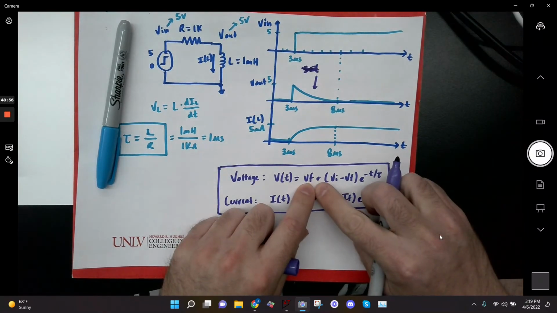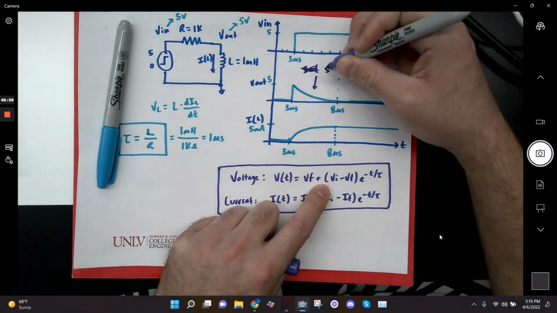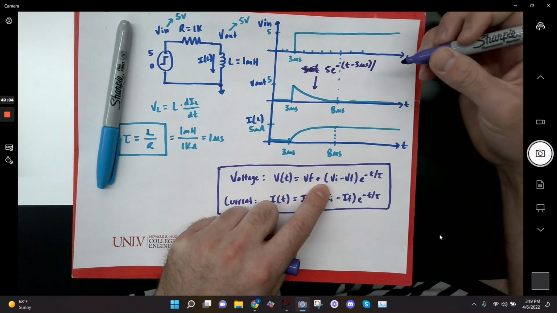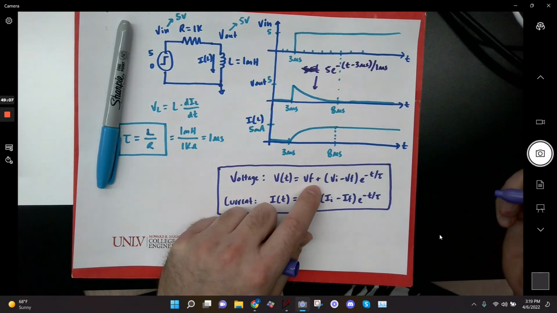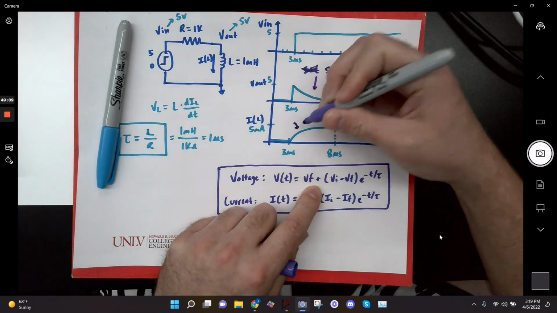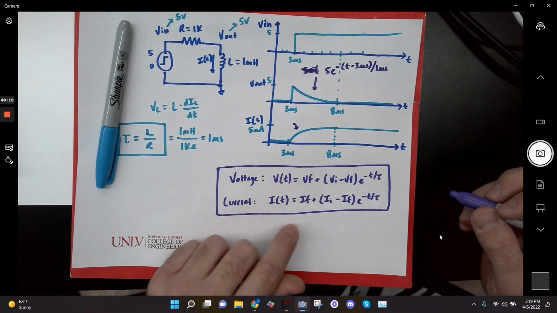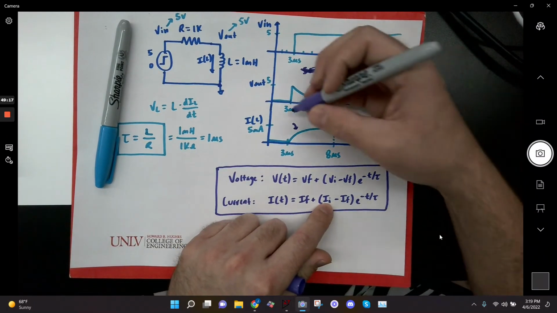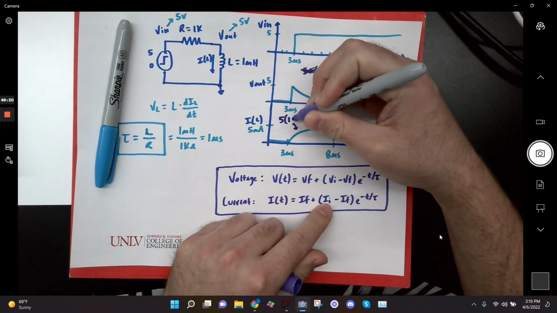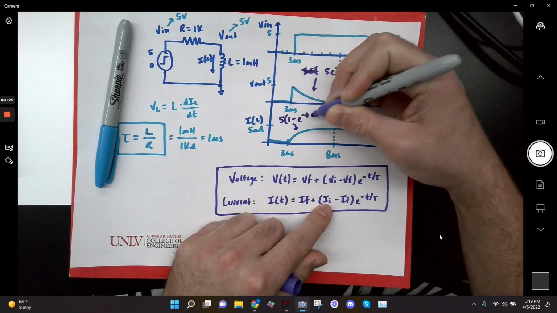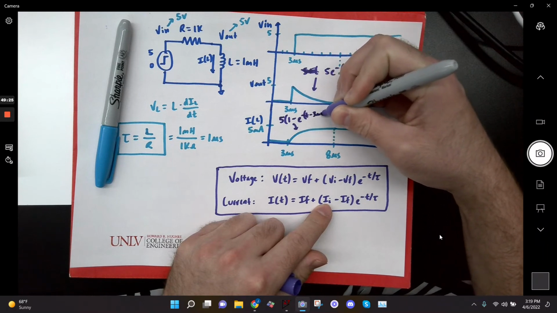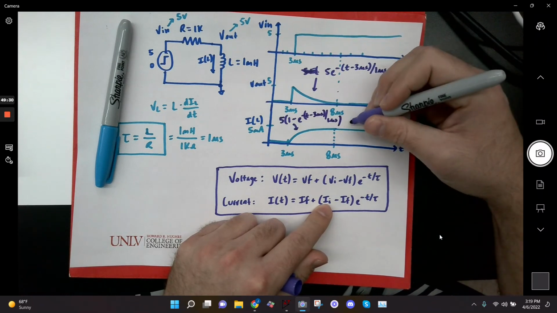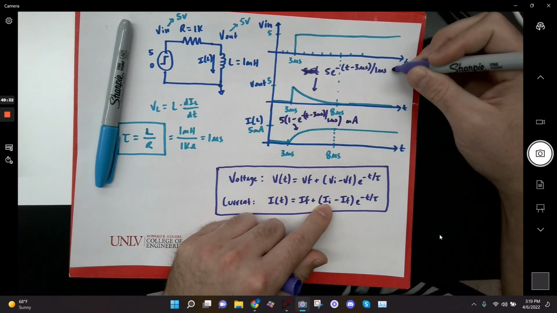So this particular one: its final value is 0, its initial value is 5, so it's going to be 5 e to the minus (t minus 3 microseconds) over tau, which in this case is just 1 microsecond. And then this equation is for the current. Its final value is 5, its initial value is 0, so this is going to be 5 times (1 minus e to the minus (t minus 3 microseconds) over 1 microsecond), and that's going to have units of milliamps, and this is going to have units of volts.